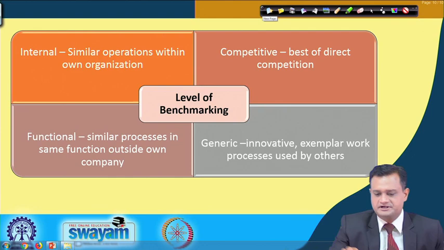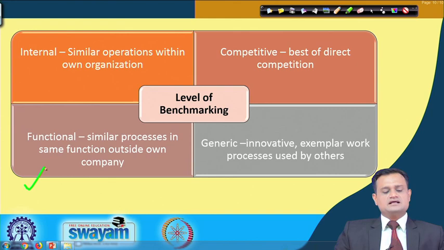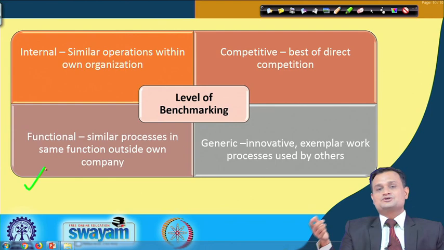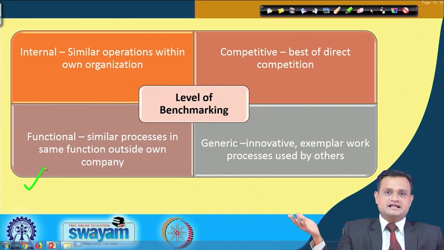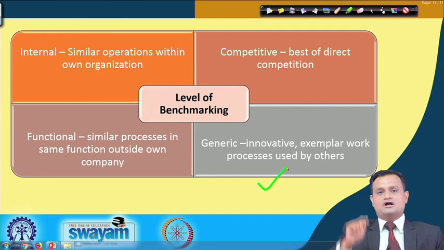Now, let us see the third one. Functional: similar processes in the same function outside your own company. Here I am not talking about a particular competitor. I am talking about a particular function, and this function may be in another company that you can visit and benchmark. Then we can see the last, the fourth quadrant, that is generic, innovative, exemplar work processes used by others.